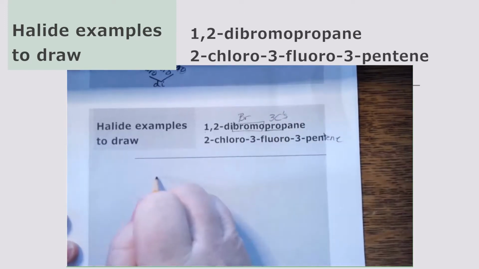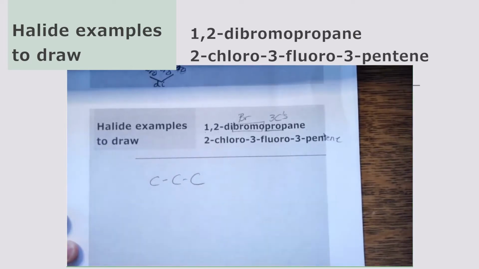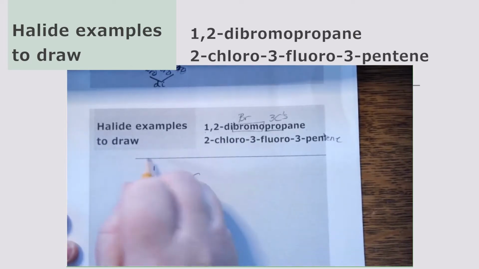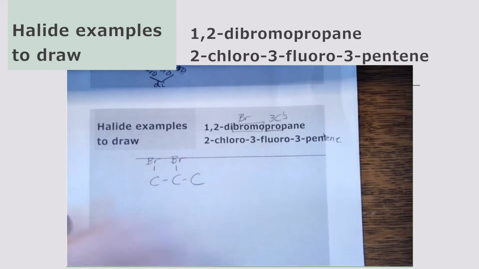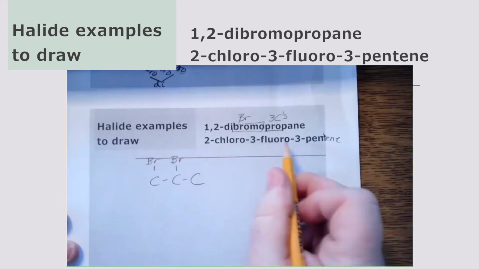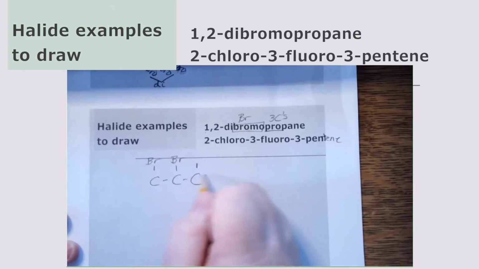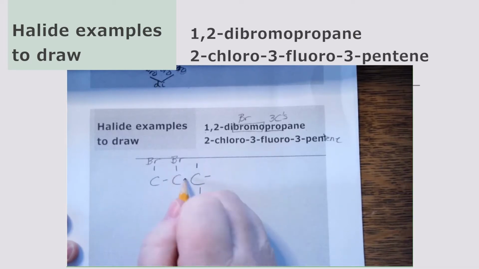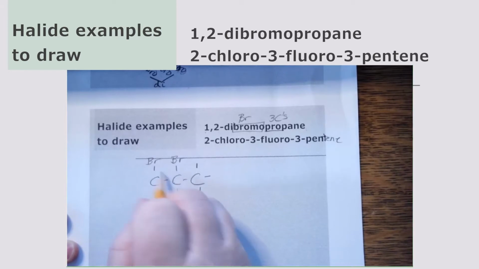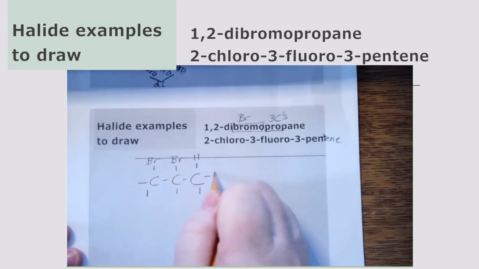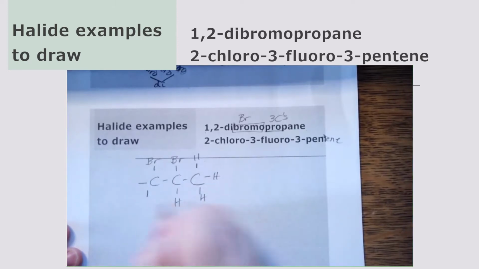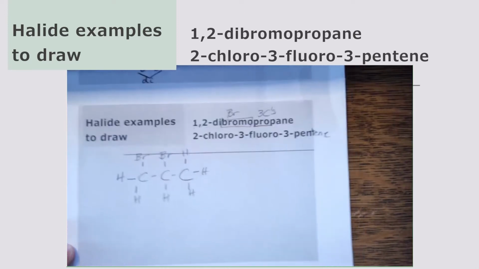So start with my chain. 1, 2, 3 carbons. On carbon number 1, put a Br. On carbon number 2, put a Br. Now what do we do? Fill everything else with hydrogens because that's all the name told me. So hydrogen, making sure each carbon has 4 bonds. 1, 2, 3, 4. This carbon has 1, 2, 3, add 1. This carbon has 1, 2, add 3, 4. Now you can write the hydrogens at the end of each of those lines, but remember, if at the end of the line it's a hydrogen, you could leave it off the picture.